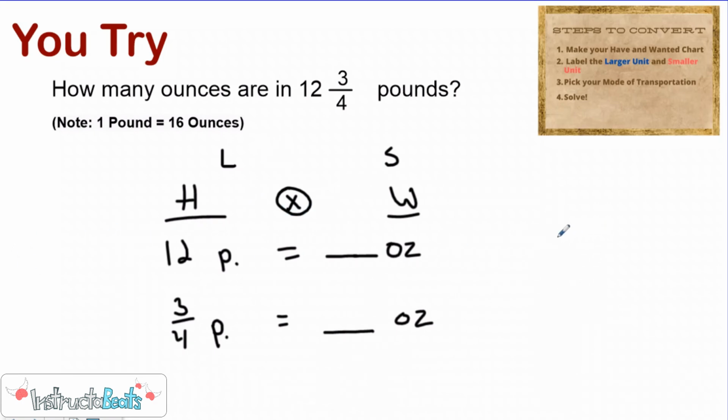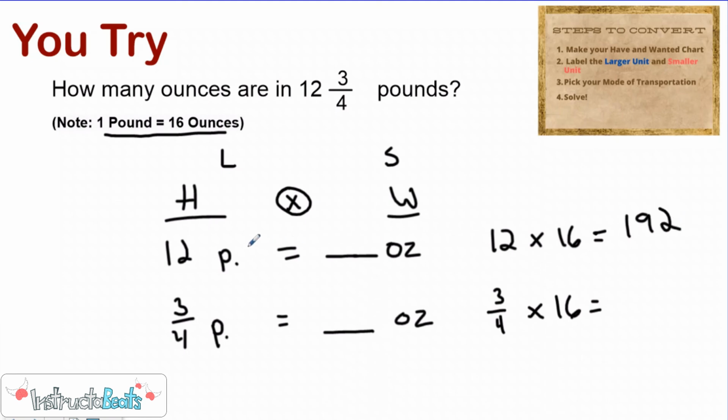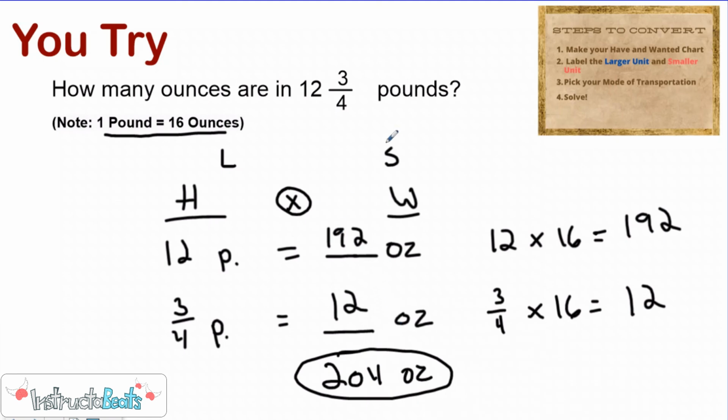And so I'm going to actually write these over here so I have room. I'm going to use my note right here of 1 pound equals 16 ounces. So 12 times 16, and then what is 3/4 of 16? All right, so hopefully you solved both of those. 12 groups of 16 would have given you 192 ounces, so 12 pounds is 192 ounces. 3/4 of 16 is actually 12, so if you had 3/4 of a pound, that would have been 12 ounces. And when we add those together, we get a total of 204 ounces. So if you had 12 3/4 pounds, that would be 204 ounces total.